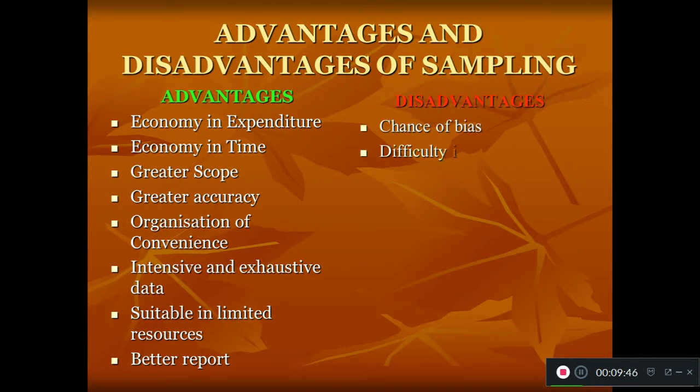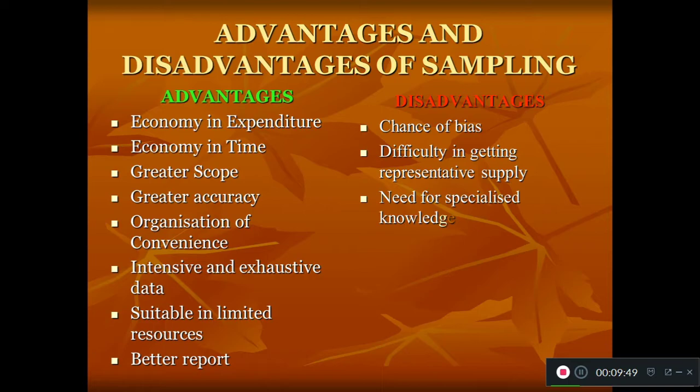Now the disadvantages of sampling. Because of sampling, there is a chance of bias. We have seen that under-representation and over-representation of the sample lead to sampling bias. Getting the sample is sometimes very difficult, and getting a representative sample is also very difficult. The next disadvantage is that for doing sampling, we need good knowledge. You must know which type of technique should be adopted for your research, and you must know how to calculate the sample size for your research. All these need good knowledge.